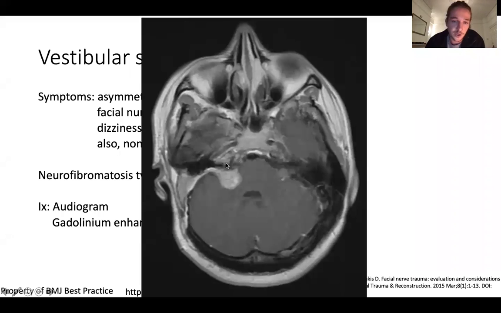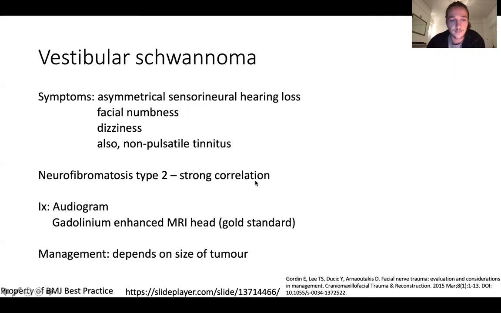Whereas on this side, this should be a straight line from the cerebellum. But actually, there's this big inpouching pressing into the cerebellum. And this is actually a vestibular schwannoma. Okay. The management depends on the size of the tumor.